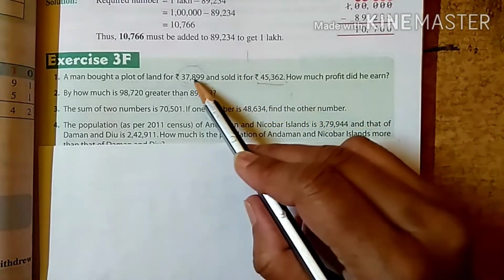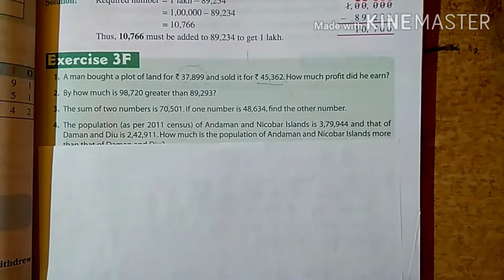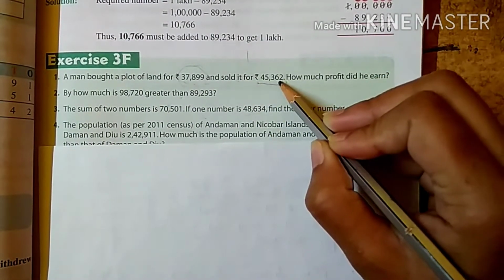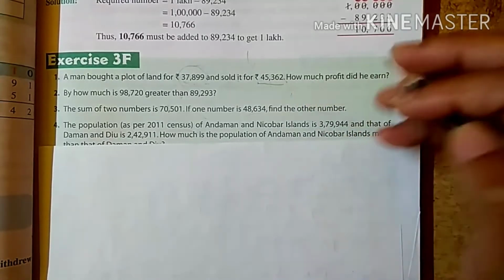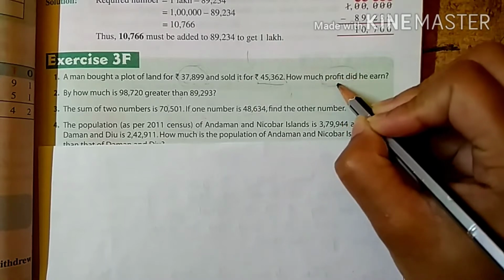he sold it for 45,362 rupees, which is greater than this number. Now we have to calculate how much more he has earned by selling it at 45,362 rupees. The extra money he has earned is known as profit.